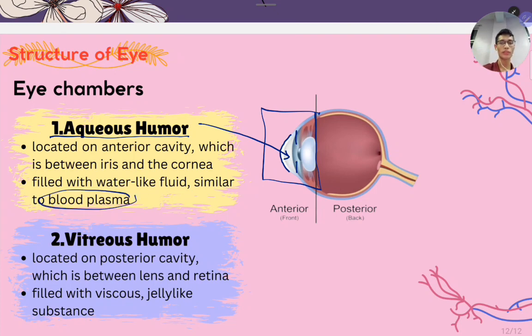Now, the second chamber is known as the vitreous humor. It is located in the posterior cavity. Here is the posterior cavity, which is between the lens and the retina, and it is filled with a viscous, jelly-like substance.